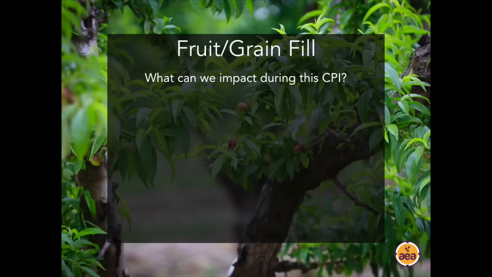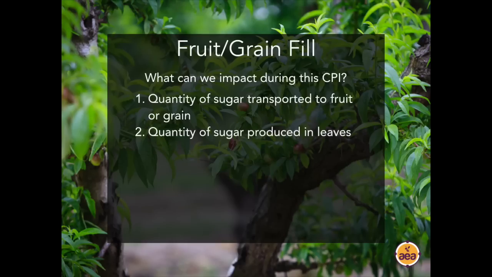So when we think about fruit fill or grain fill, we're now switching from cell division to cell expansion. And what are the growth characteristics, the fruit or grain characteristics that we can influence at this stage? First, we can influence the quantity of sugars, carbohydrates, photosynthates that are transported from the leaves to the fruit and to the grain. We can also influence the quantity of photosynthates and sugars that are actually produced in the leaves. So that gives us two significant influencing factors. We can increase the quantity of sugars produced and the proportion that is moved into the fruit.